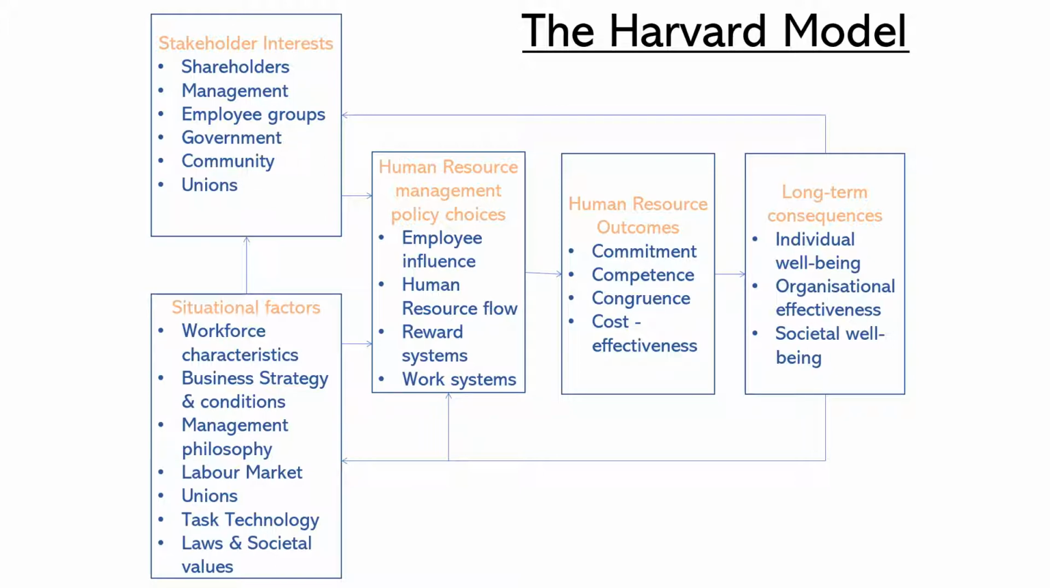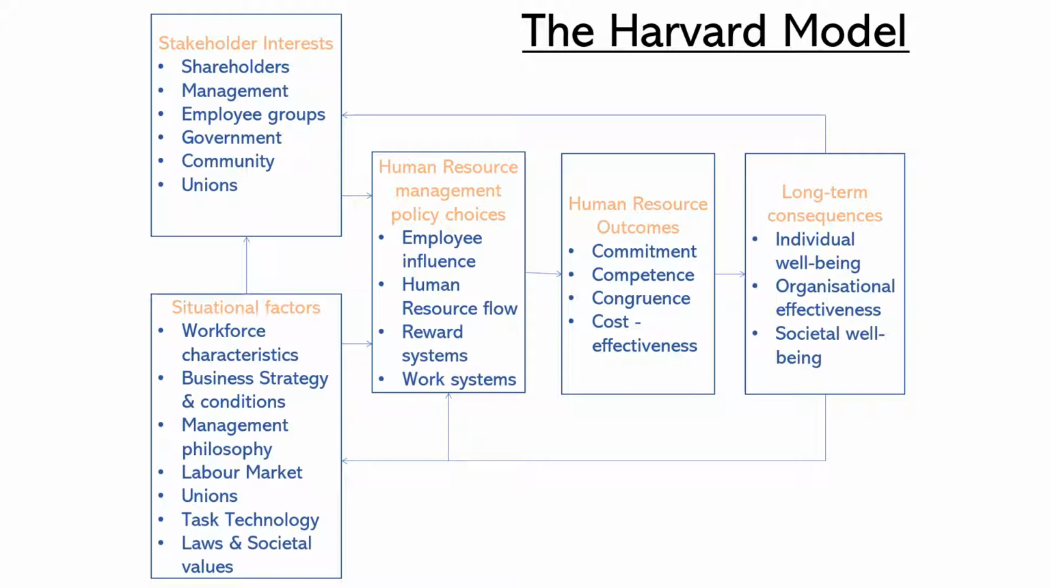Now the next point is human resource management policy choices. Like I said, you have to take care of the external factors when framing an HRM policy. Also, you have to find a balance between the shareholders' and the employees' interest, and then you have to come up with a proper workflow, a reward system, work system, everything. That is what the third box means.